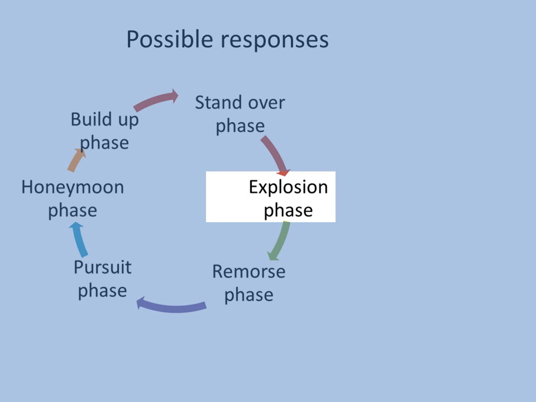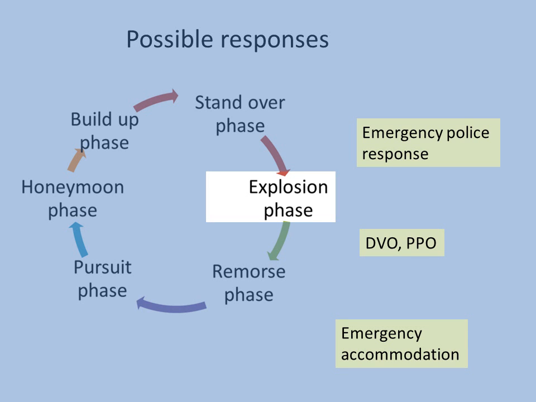If the explosion phase is happening, does anybody have any suggestions? Yeah, it's pretty obvious. Emergency police, call 000, get a domestic violence order, a personal protective order, or an AVO, depending on what state you live in. But basically, the response from the emergency services, the legal restraints that they can then use to separate people to stop that immediate violence, and quite possibly emergency accommodation to keep them separated.